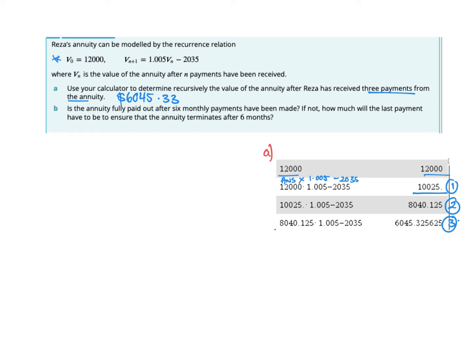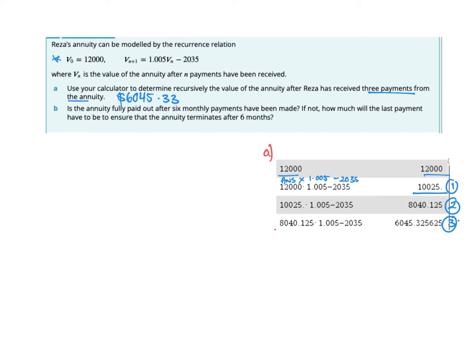And then the next one, it says B, the annuity is to be fully paid off after 6 months. So it says, has it fully been paid off after 6 months? If not, how much will the last payment have to be? So we're going to go do this on our calculators, and I'll come back to this.